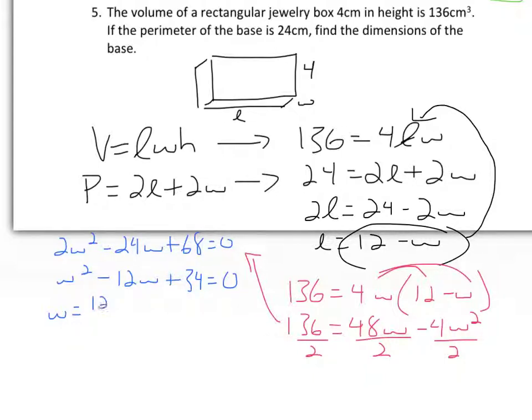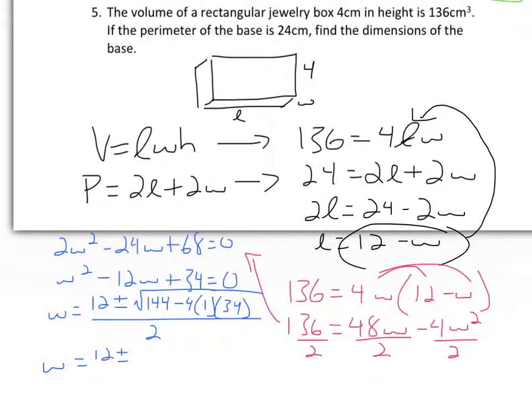So W is going to be equal to, we got the quadratic formula here. So negative B, 12, plus or minus the square root of B squared minus 4 times A, which is 1, times C, which is 34, all over 2A, which is just 2. Okay, so W is going to be equal to 12 plus or minus the square root of, we've got 144 minus 136, because 4 times 34 is 136. So 144 minus 136 is going to be 8. Square root of 8 we know is 2 root 2, all over 2.